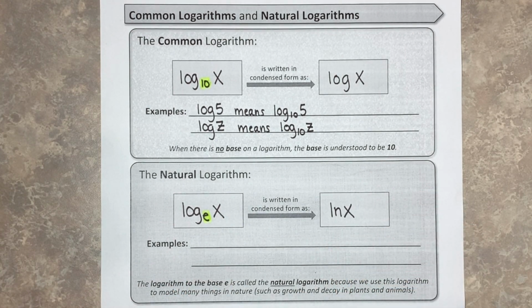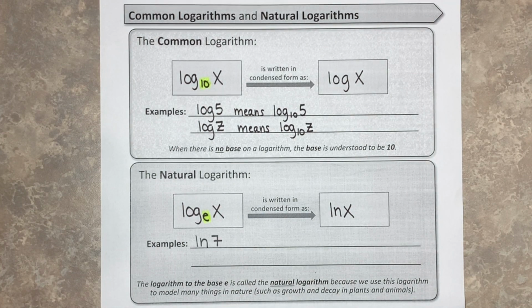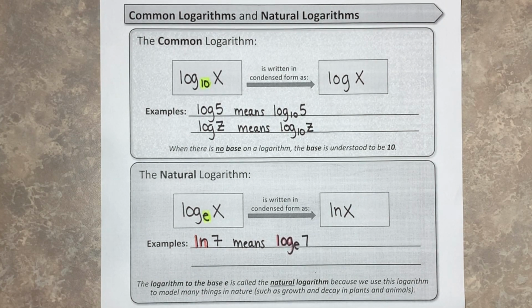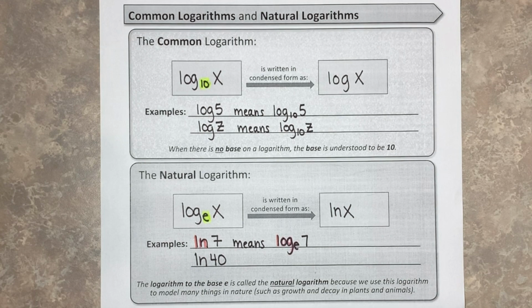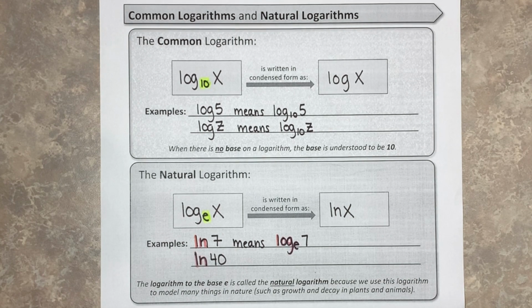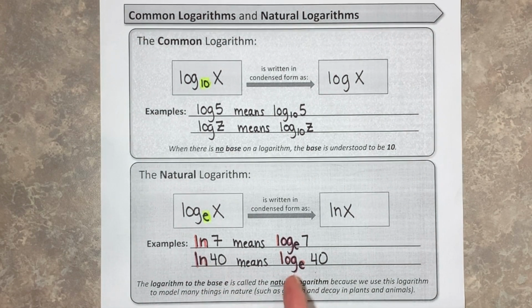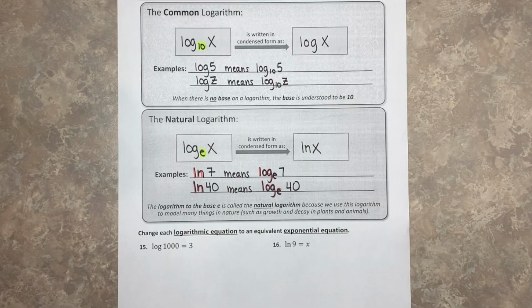So let's practice that. Let's suppose we have the natural log of 7. What does this mean? Well, ln represents log base e. So ln can be replaced with log base e. Let's try one more. Let's suppose you see the natural log of 40. Again, ln means log base e. So you can always replace ln with log base e.